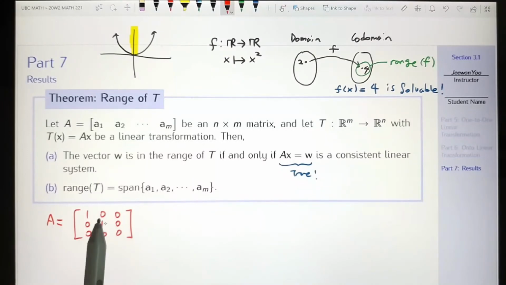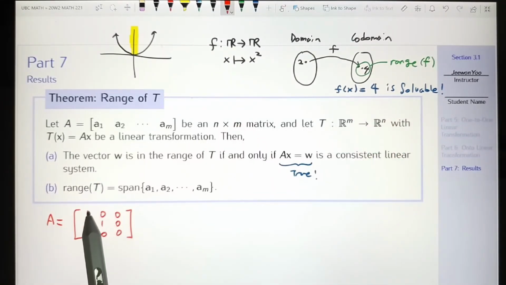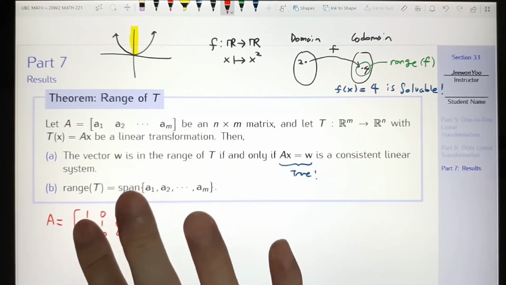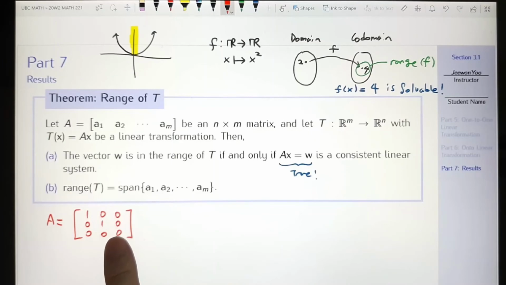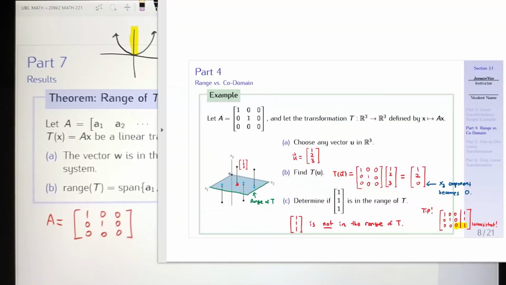How many pivots do you see? We only have 2 pivots, right? Pivot in row 1, pivot in row 2. In the previous lessons, we've seen that this matrix is a projection onto the xy plane. If you remember this matrix from week 5 second video, this projects all the vectors onto this plane, which is the range of T. Do you understand?